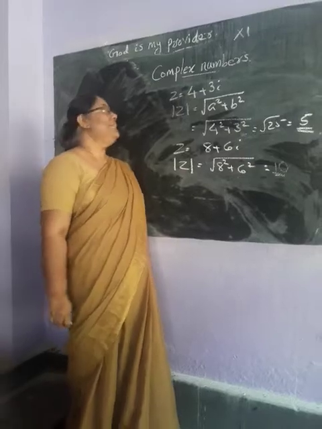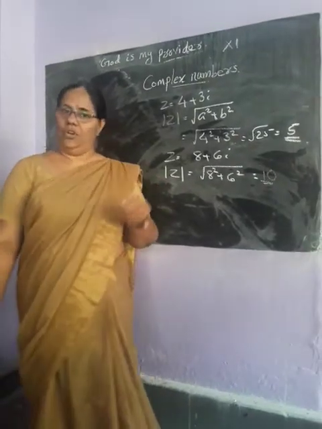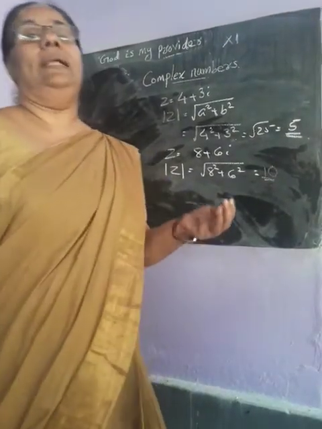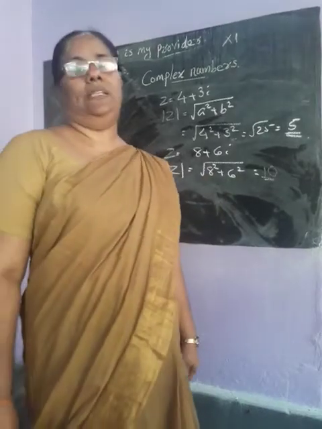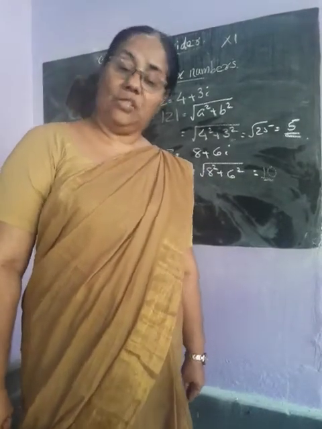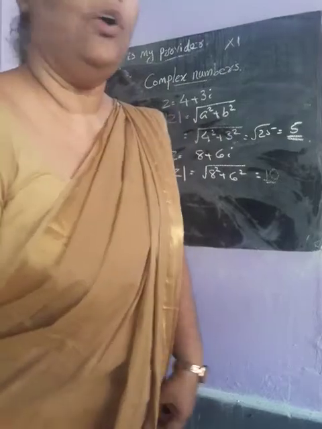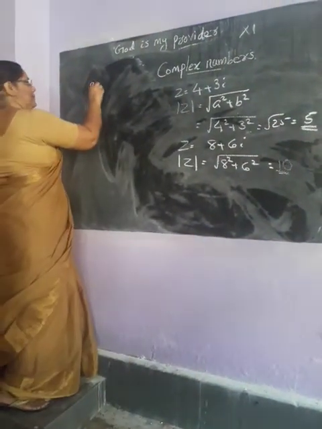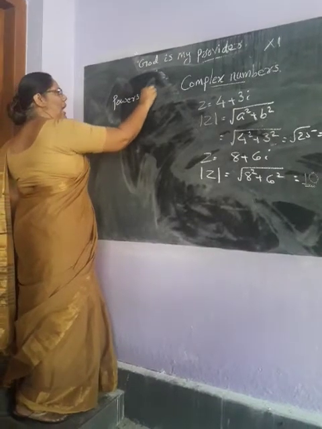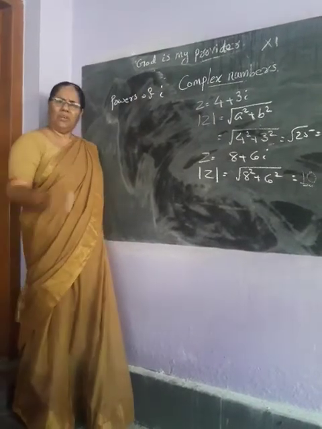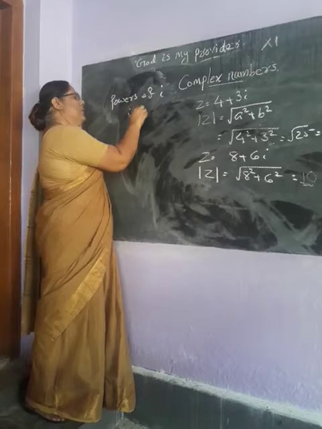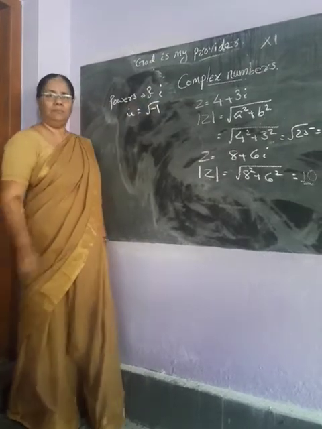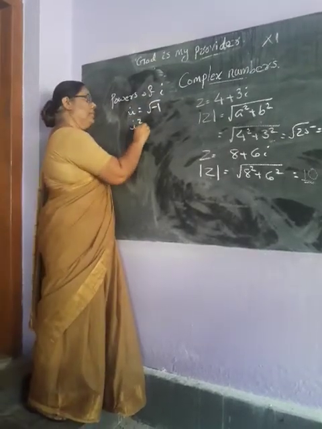Okay. Now, here first one is conjugate of a complex number. Then modulus of a complex number. And the next one is powers of i. Next heading, powers of i. We know that i means root minus 1 and i square is minus 1.